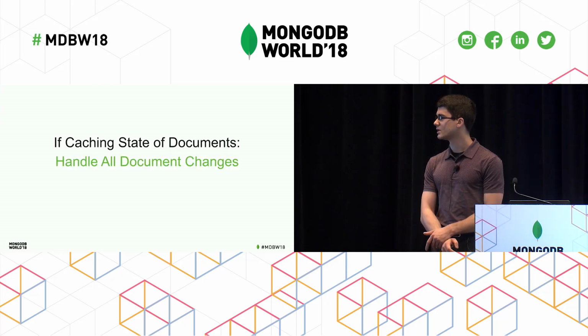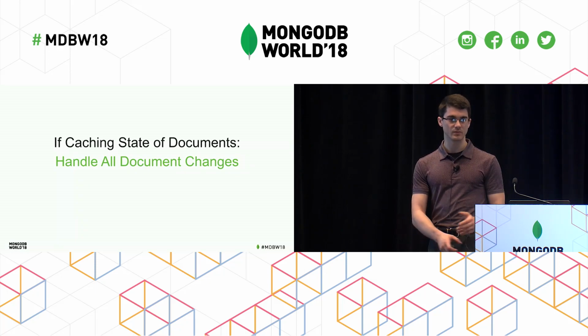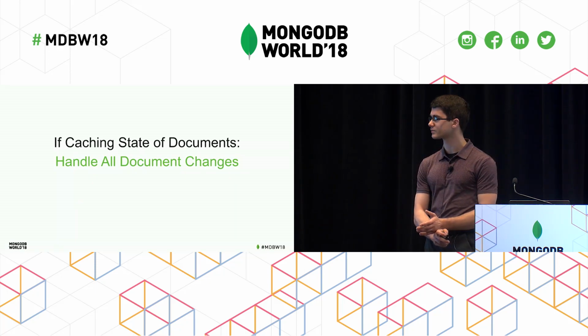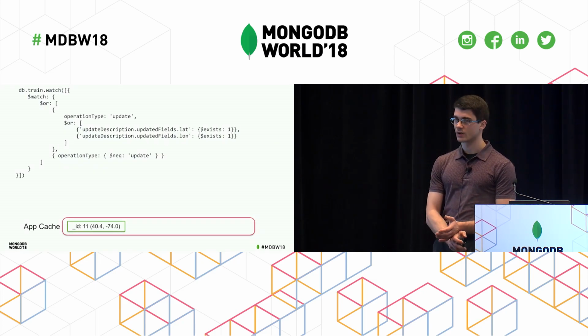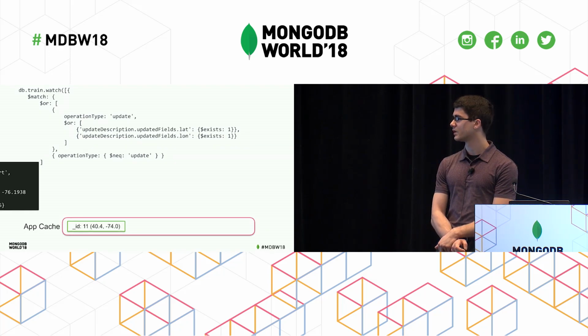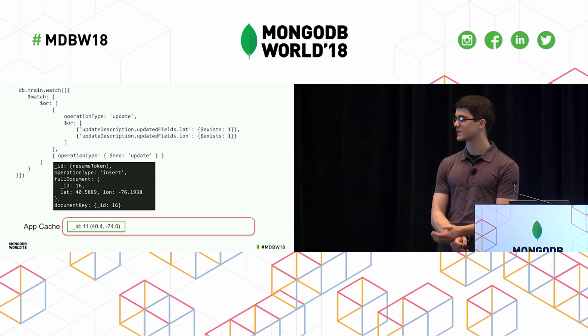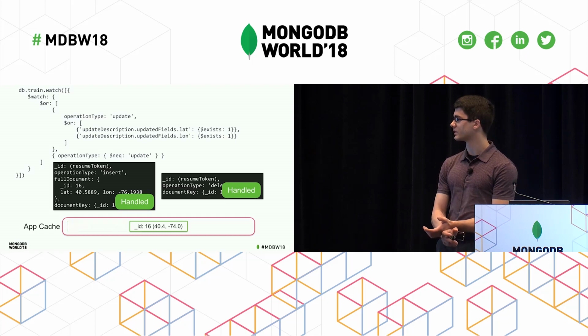So instead, if you're caching the state of all documents in a collection or from some query, you should handle all document changes. So our new pipeline has another $or matching a subset of updates that we care about, as well as any other operation type. So we see this insert again. This time we correctly handle it. We see a delete, and we also handle this as well and delete this from our cache.